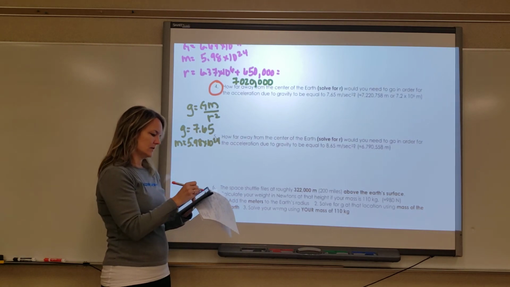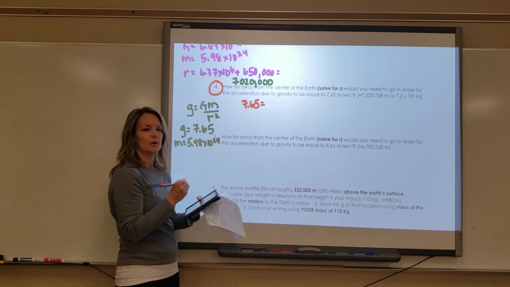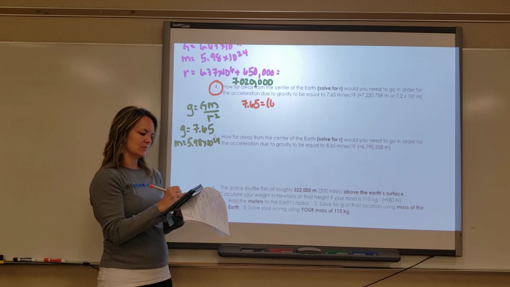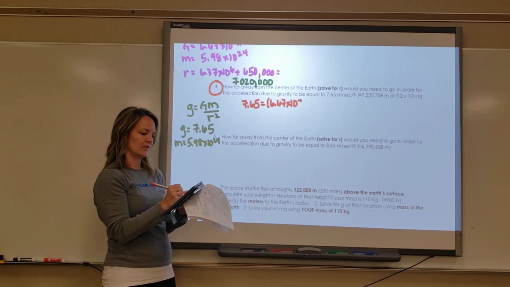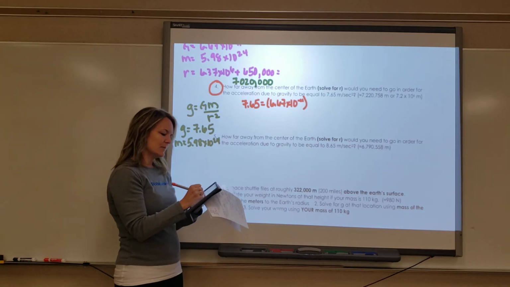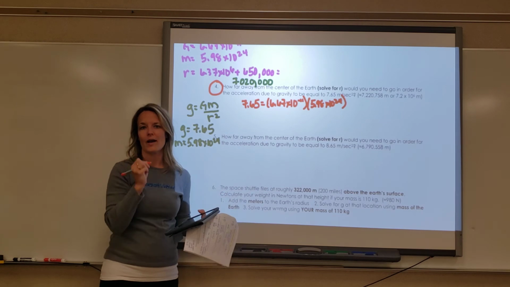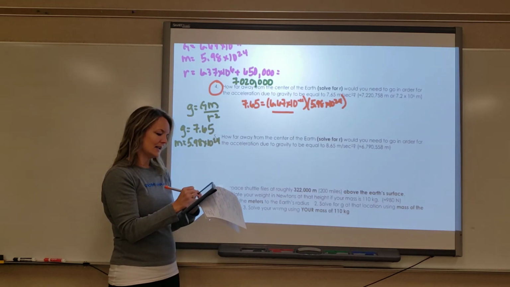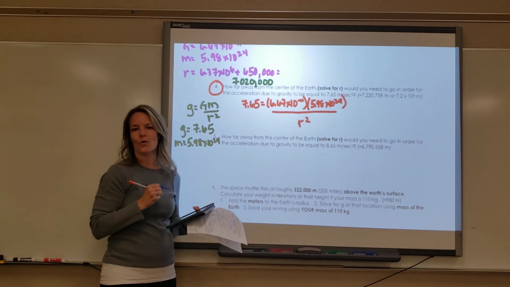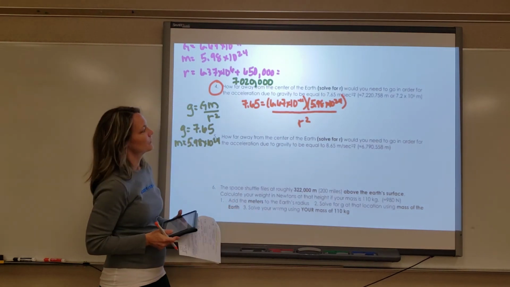Okay, so switching colors here. Little g, 7.65 equals big G, 6.67 times 10 to the negative 11, or in your calculator, just write alpha G, times the mass of the earth, 5.98 times 10 to the 24th, or alpha M, divided by what we don't know, and it always comes squared in this equation, so we are going to have to square root our final answer.